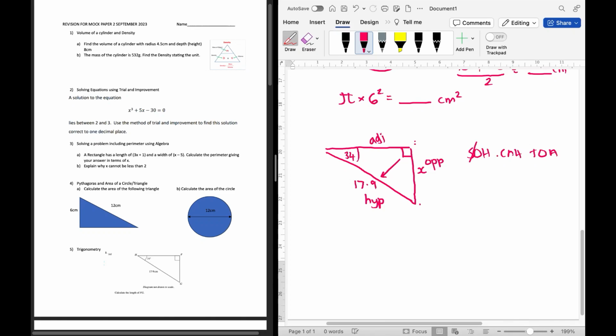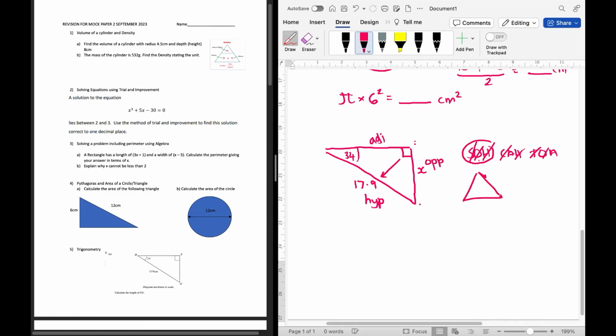we know the angle is 34, so cross out S, C, T. We know the hypotenuse is 17.9, get rid of H. We know that the opposite is the one that we want to find, so get rid of O. So I don't cross out A because I don't know the adjacent and I don't want to know it. It's nothing to do with the question here. So the important one is SOH.